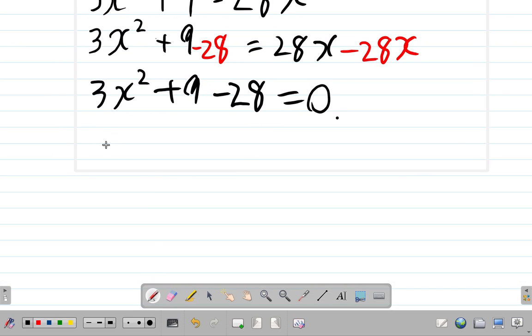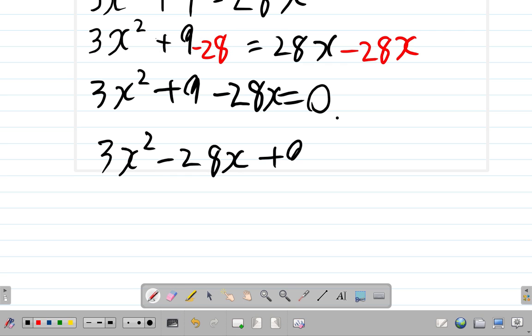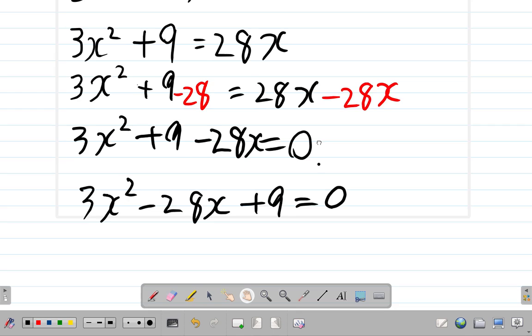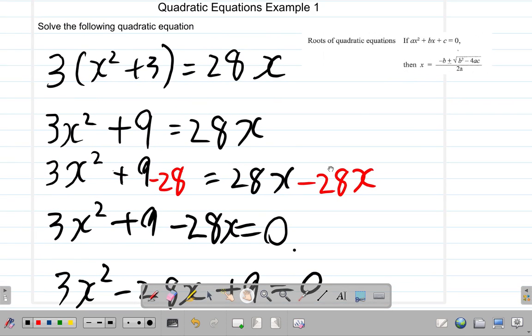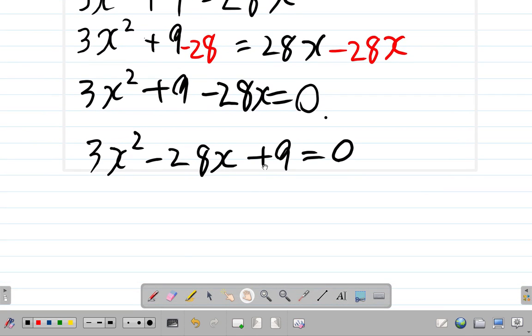Rewrite as 3x squared minus 28x, I left off the x, minus 28x plus 9 equals 0. Now compare this with the formula, ax squared, a number times x squared. You can see that a in our case is 3. Right? If you're going to use the formula, you must properly identify a, b, and c.